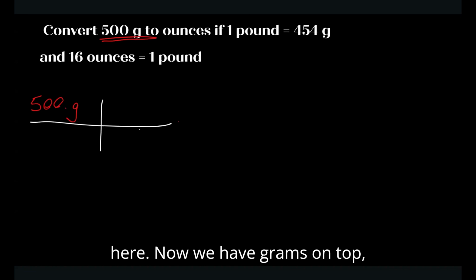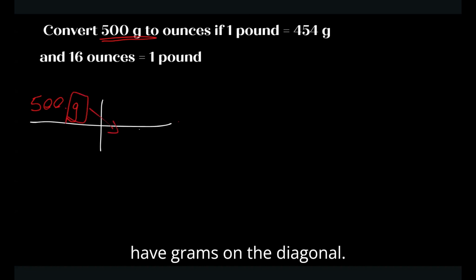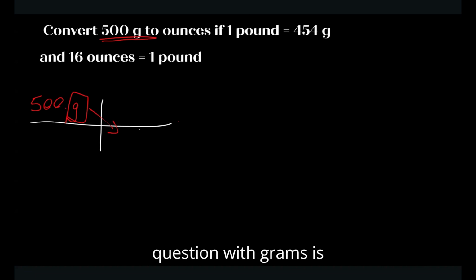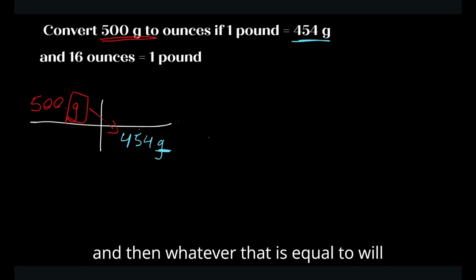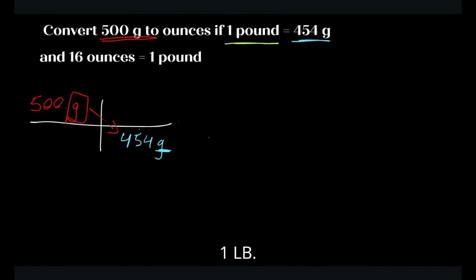Now we have grams on top, which means that we are going to need to have grams on the diagonal. The only number that is provided in the question with grams is 454. So 454 grams will be on the bottom, and then whatever that is equal to will go on top, which in this case is 1 pound.